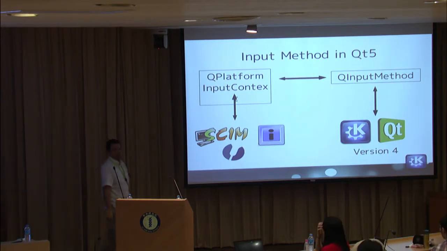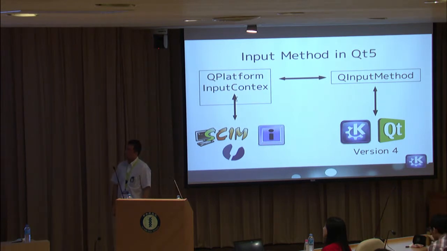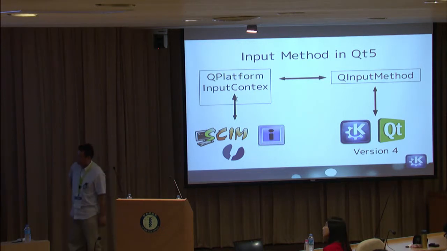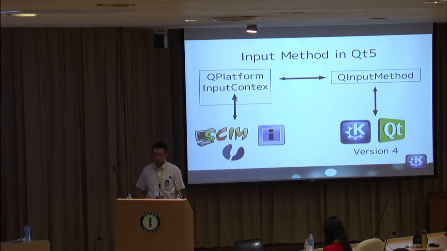The application sends characters or information to this QPlatformInputContext. This class processes the requests from applications, and the composition is realized by the input context communicating with SCIM and so on. Then the composition area will be constructed by these input method frameworks, and structured by these input methods.